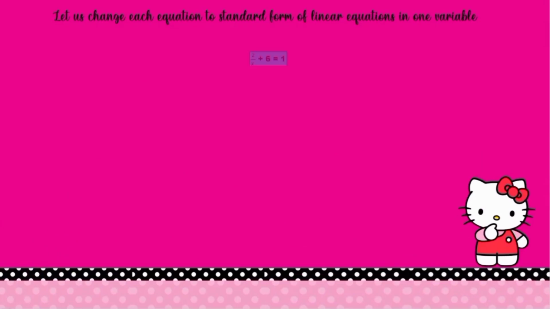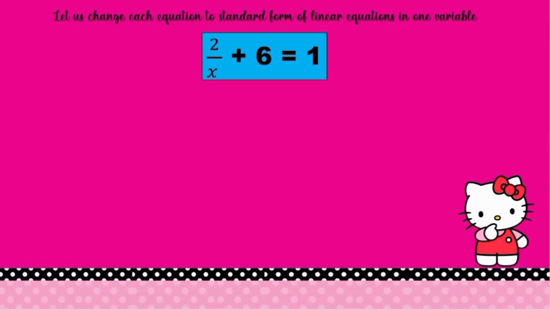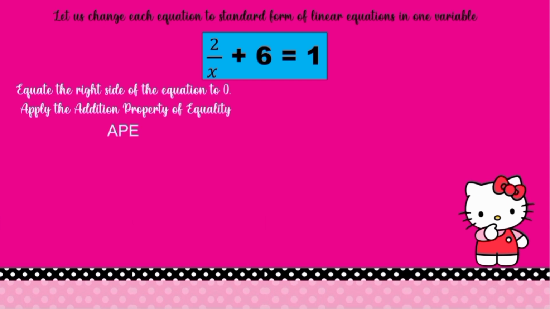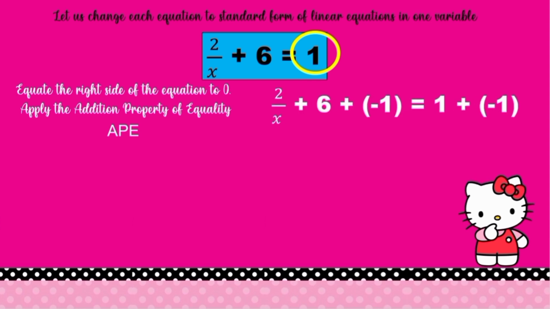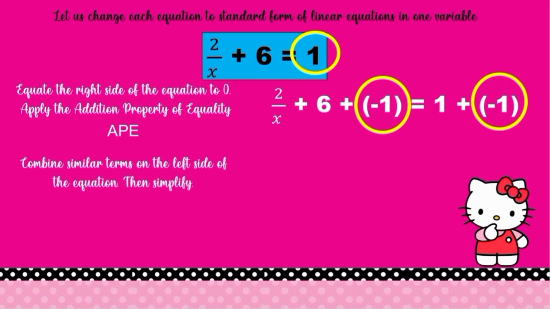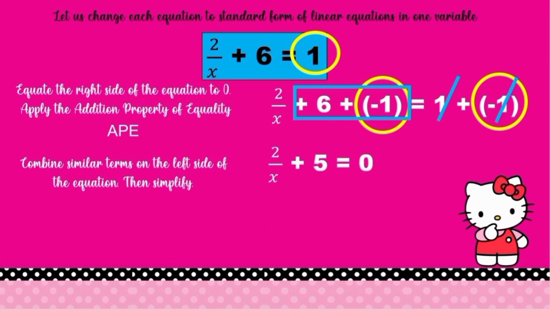Example number 3. We have 2 over x plus 6 is equal to 1. Equate the right side of the equation to 0. Apply the addition property of equality or APE. The opposite of the term at the right side is negative 1. So we will add negative 1 on both sides of the equation. We will add to the left and add to the right. Combine similar terms on the left side of the equation. First, we will cancel out 1 to make it 0. Then combine 6 and negative 1. We have 2 over x plus 5 is equal to 0.